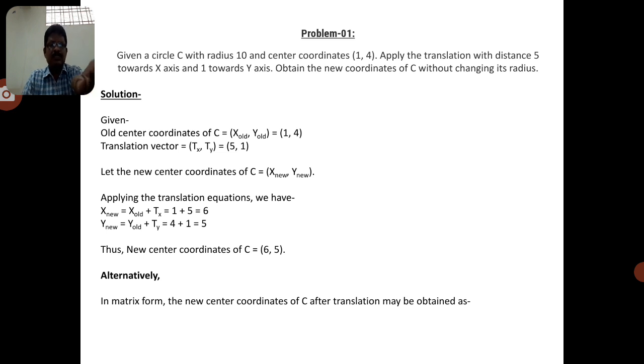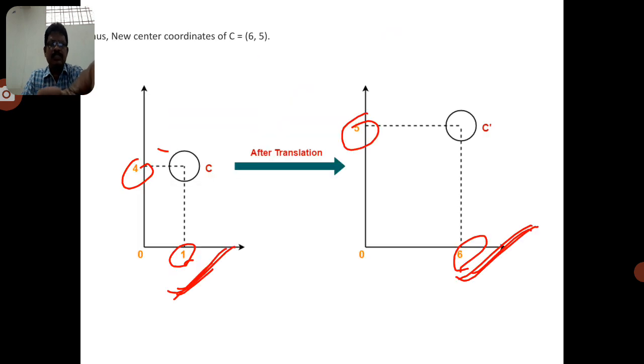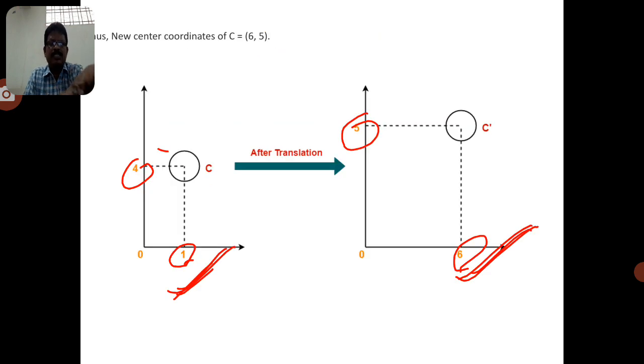So finally we can calculate this. This is the initial graph and this is the translation graph. Now you can observe it in matrix order also: x new, y new equals x world, y world, that is 1, 4, plus tx, ty, where the tx value is 5 and the ty value is 1. So finally we derive x new equals 6 and y new equals 5. Based on that, after translation, we can draw the graph this way.